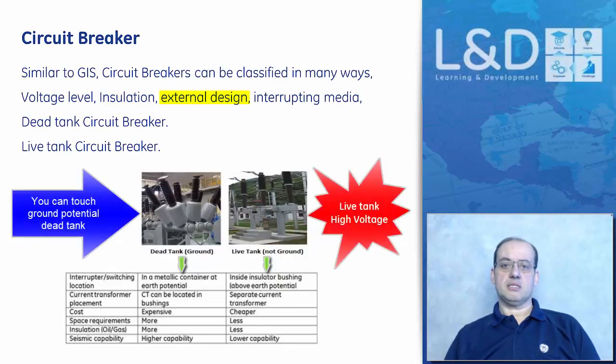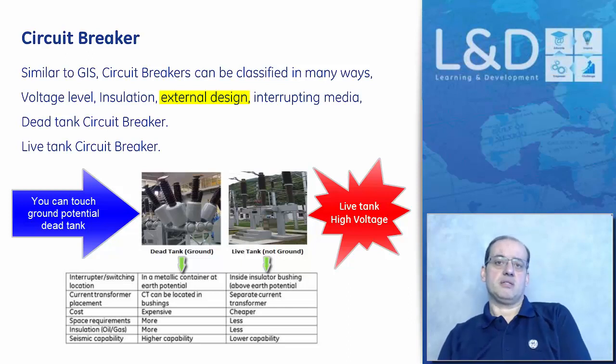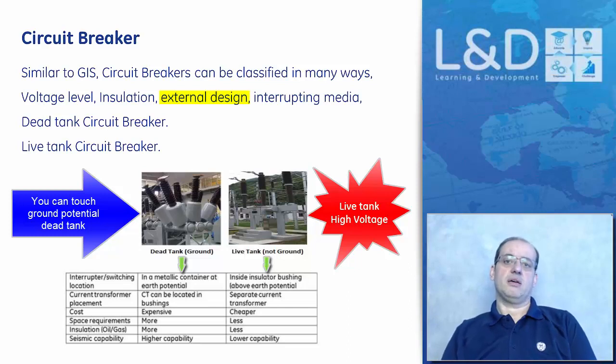An external design circuit breaker is basically either live tank or dead tank. The difference is that in a live tank you're keeping the circuit breaker connection inside the bushing at the live line voltage, the incoming or the outgoing. Yet in a dead tank, the disconnection is made inside a container, which allows us to add a CT. Of course, a live tank is cheaper and occupies less space than a dead tank circuit breaker.